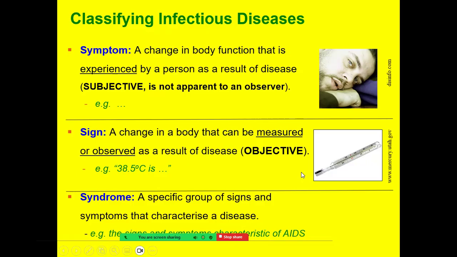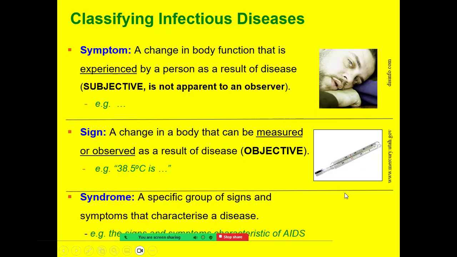A sign is a change in the body that can be measured or observed as a result of a disease. So instead of being subjective, this is an objective sign. Example, when somebody has a temperature, you can measure it and say, yep, you've got a temperature of 38.5 degrees Celsius, which would be something like 102, 103 degrees Fahrenheit. So a sign can be measured by an observer. A symptom cannot.